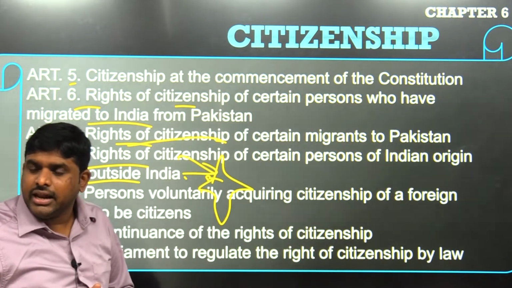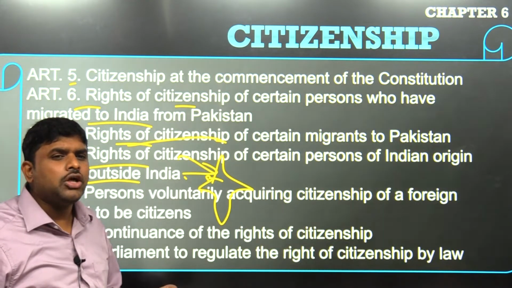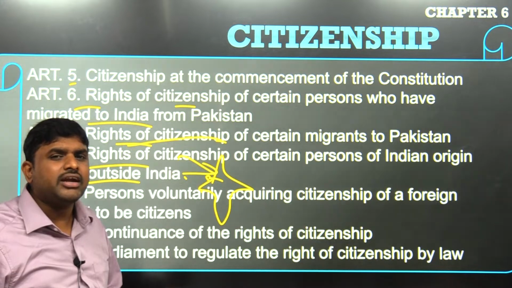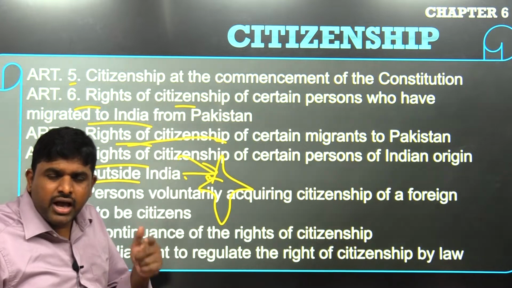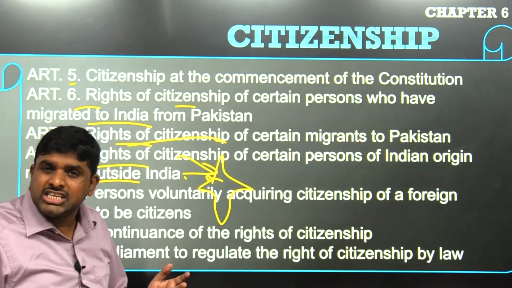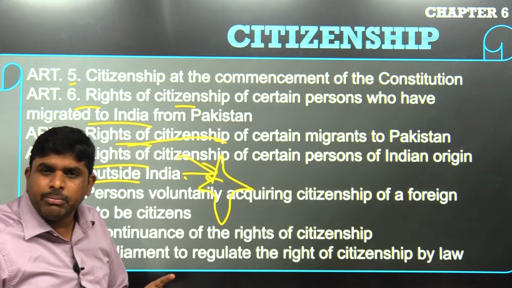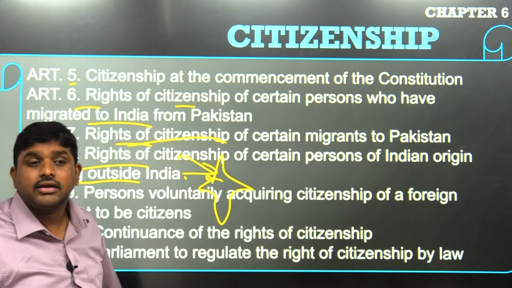This is mentioned under Article 8. The people of Indian origin who are residing outside India come under Article 8. So 5 is commencement, 6 is migrated to India, 7 is migrated to Pakistan, and 8 is people of Indian origin staying outside India, their rights while residing outside India. Then 9th.